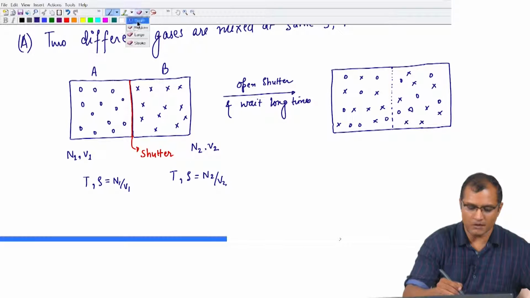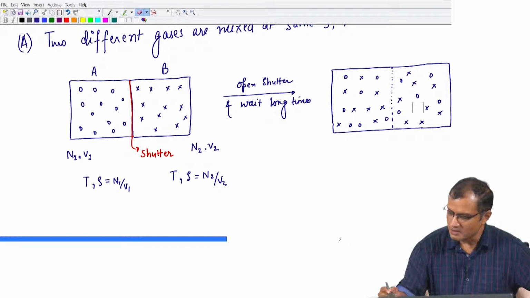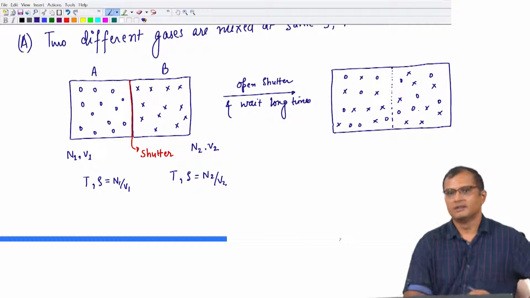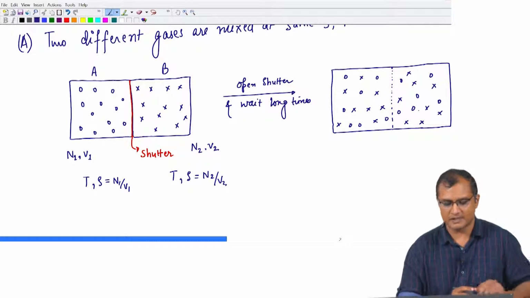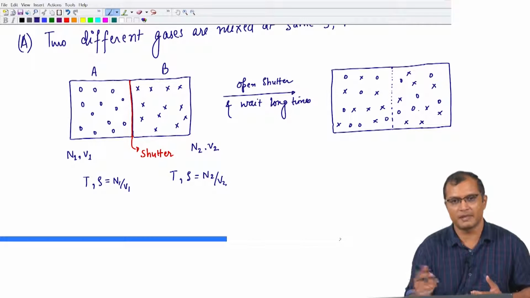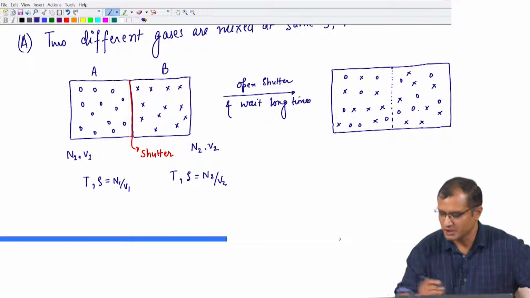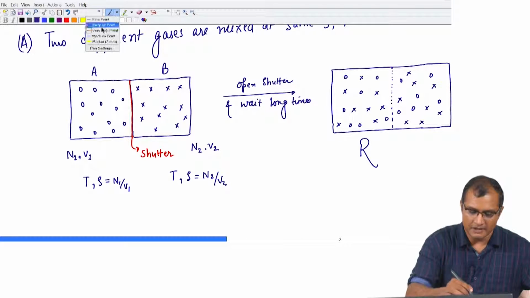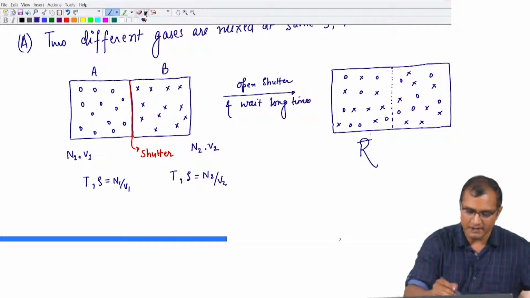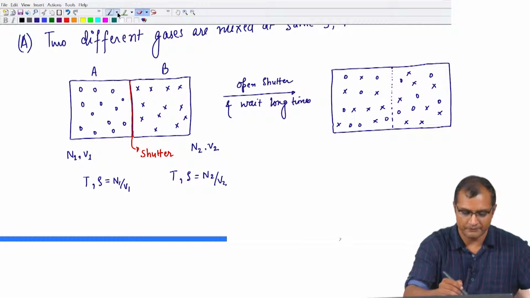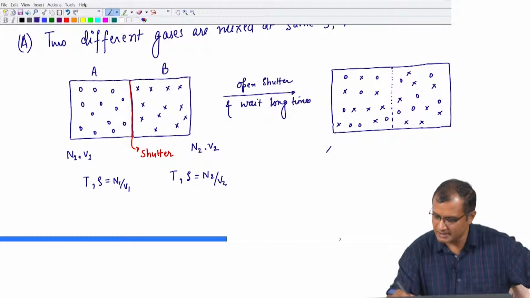I am going to ask you one question: is this mixing reversible or irreversible? Meaning, can I recover my old system A and B? The two gases have mixed, I cannot put the shutter back and recover my old system. So, what you have seen is basically a mixing that is purely irreversible. So, I am going to conclude that this is an irreversible mixing.